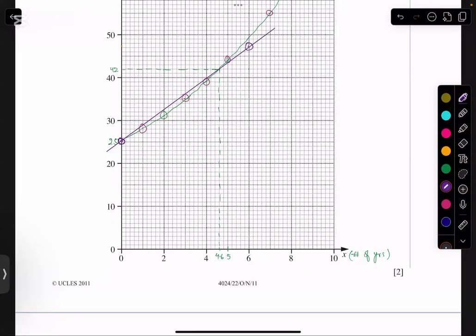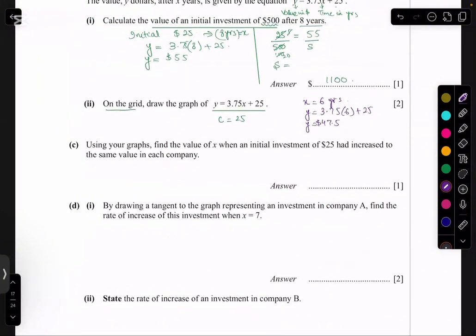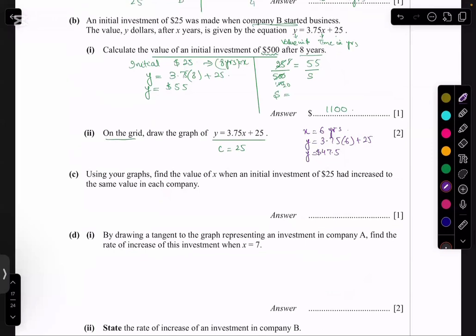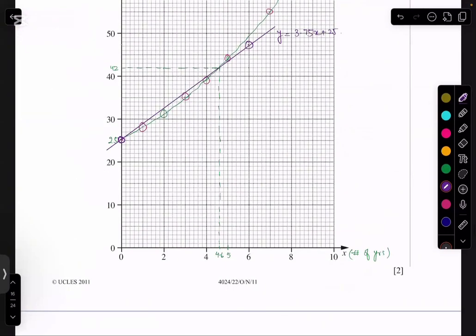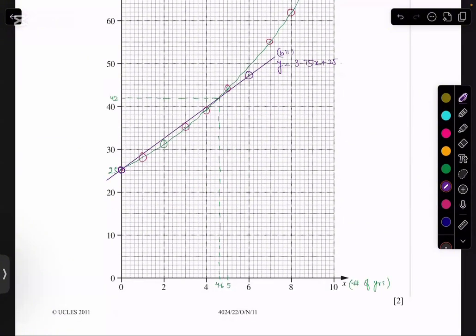This is how my line would be for y is equal to 3.75x plus 25. So this is actually my B part 2. I'll simply say that this is my B part 2 here. Do write this on the line so that the examiner knows what you have done.